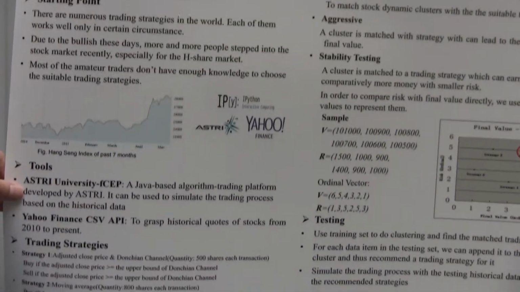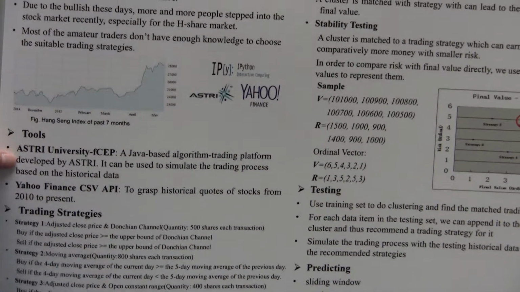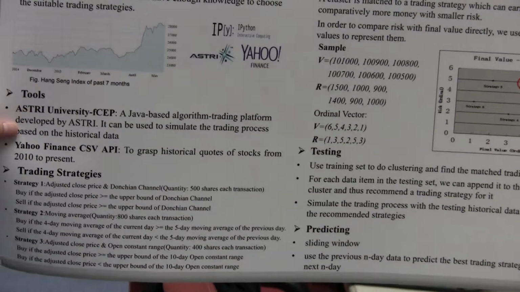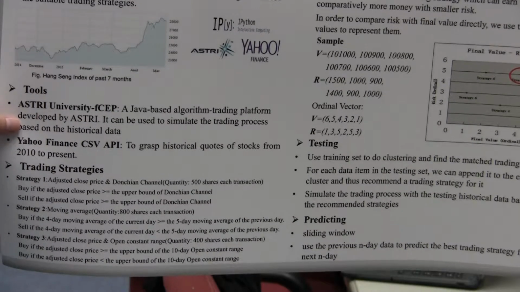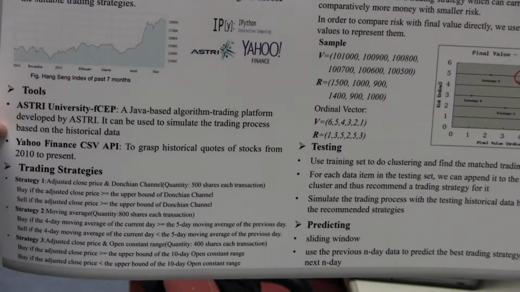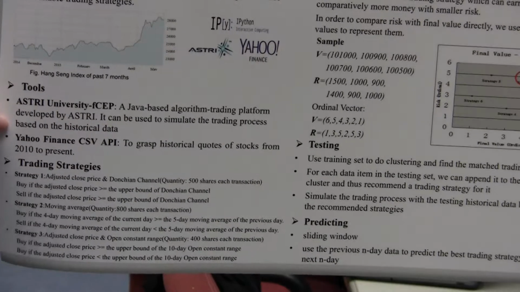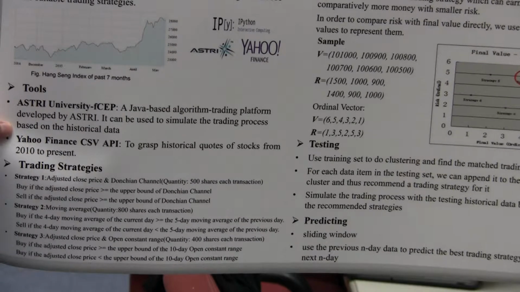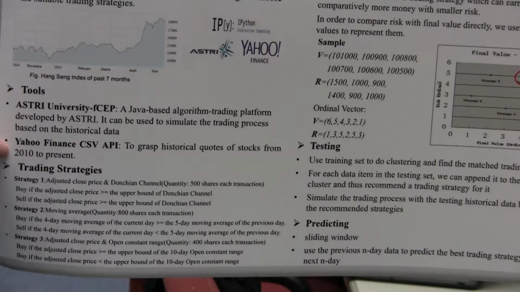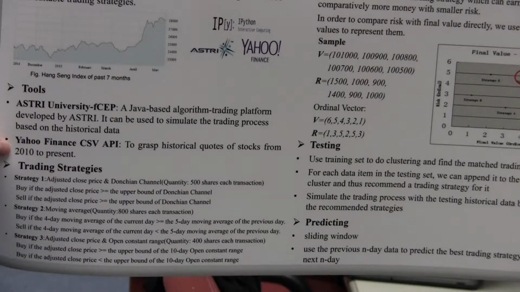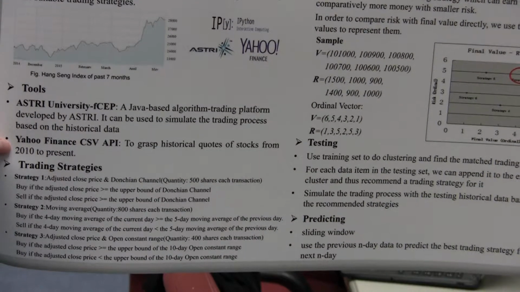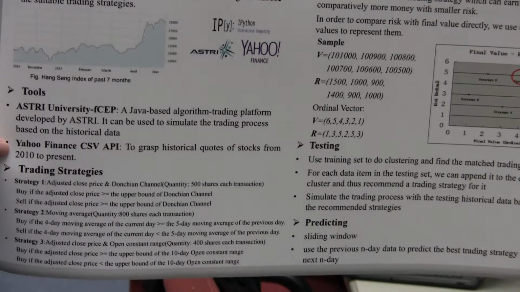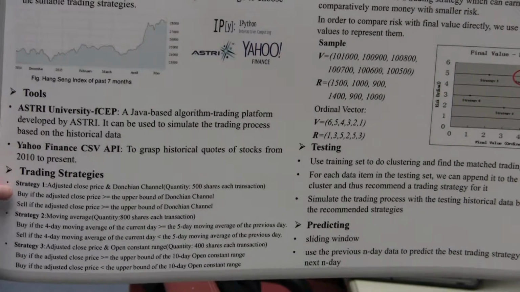The first is the University FCP provided by S3 company. FCP is short for Finance Complex Event Processing. This is a platform to simulate the trading process according to the historical data, and we get the historical data from the Yahoo Finance API, and this API provides us the stock data from 2000 to now.